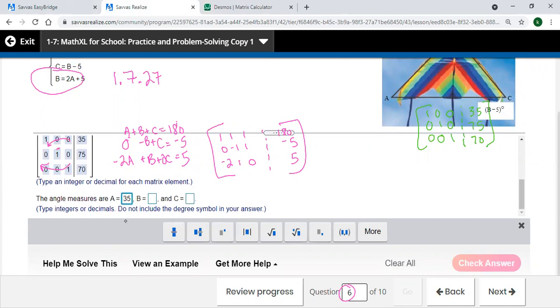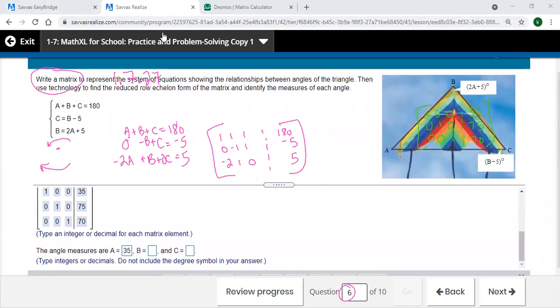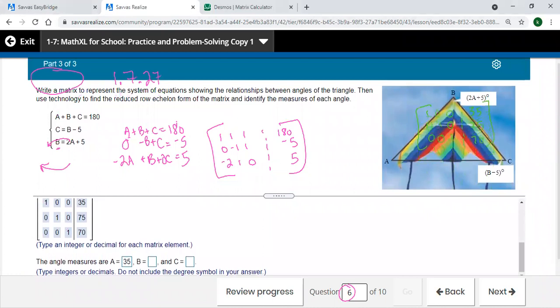Okay, then B. So the B, if we go back up to the picture, I'm gonna scroll up here. Change my tool so I can scroll up there. B is the 2 times A plus 5. So 2 times 35 plus 5, that'd be 70 plus 5 is 75 for the B.